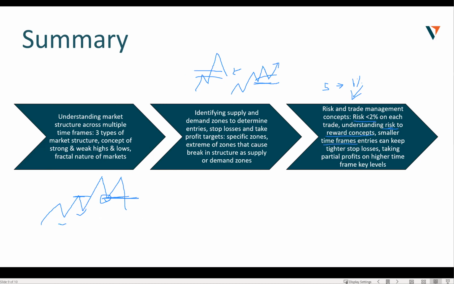So we also covered smaller time frame entries, right? So we showed a few examples on how we can take the trades on smaller time frames and also waiting for confirmation based on structure. So this is a brief summary of what we've covered so far, right?